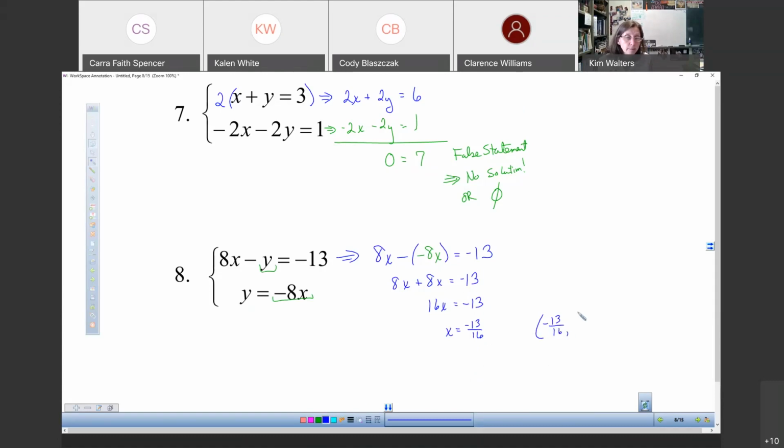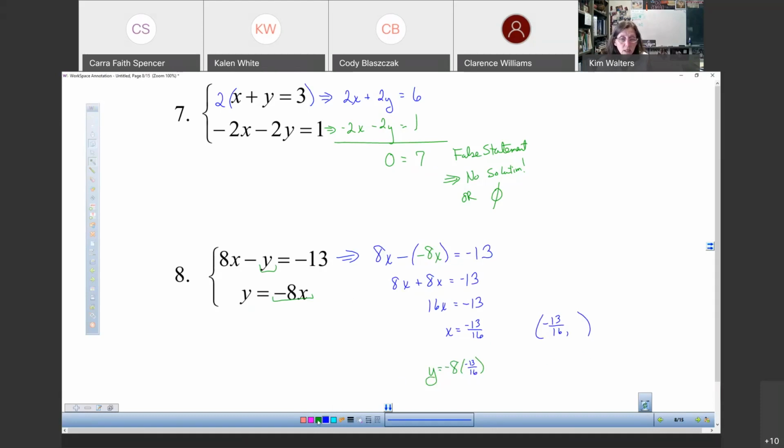I need the y component. I do realize that's a messy fraction, but because y is just equal to something times x, I don't have to do any adding and subtracting. And so I would just leave this alone. So to find your y value, y is equal to negative 8 times, and in place of x, I'm going to have negative 13 over 16.